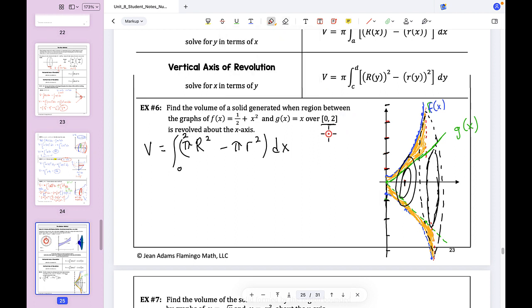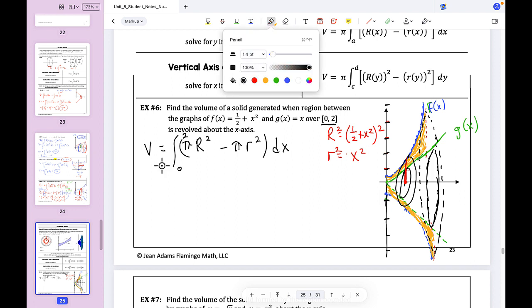Okay, now the big R, right? Big R is from the x-axis to the top function, which in this case is f of x. So big R is going to be 1/2 plus x squared, right? But it's r squared, so we're going to square that. And then, of course, little r, that's going from here to the green line, which is g of x. So that's x, so little r squared is x squared.